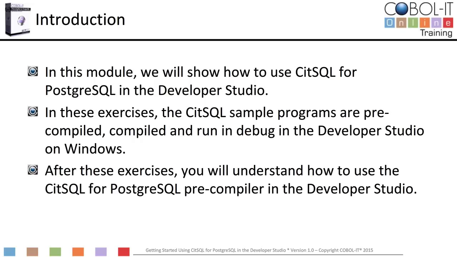In this module, we will show how to configure and use the Developer Studio with CitSQL for PostgreSQL. CitSQL for PostgreSQL is a member of the CitSQL family of precompilers, providing connectivity to the PostgreSQL database on Windows, Linux and Unix platforms. In these exercises, the CitSQL sample programs are precompiled, compiled and run in Debug in the Developer Studio on Windows. After these exercises, you will understand how to use the CitSQL for PostgreSQL precompiler in the Developer Studio. Let's get started.